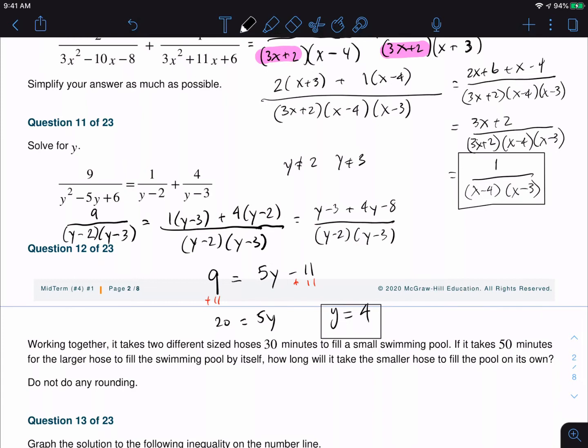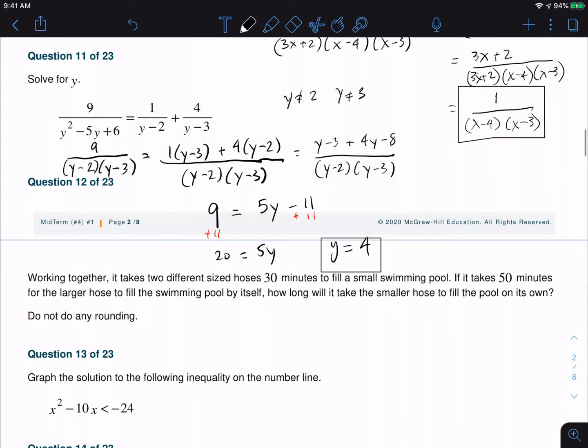Does that make sense? All right, cool. So that was number 11. So for number 12, actually number 12 is probably the hardest problem that's going to be on this test. It's all these worked out problems where we're working work problems together, right? Like one person paints a wall at a certain rate and another paints the wall at a certain rate, but together they do it in a certain amount of time.